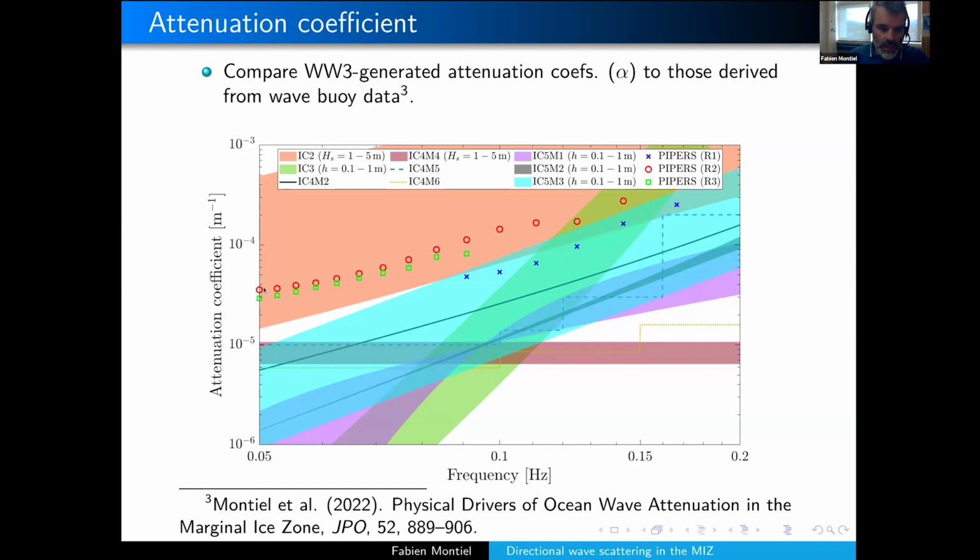And then overlaid here, you have these data points, and these are values of the attenuation coefficients as a function of frequencies, which were extracted directly from the data, to the Piper's data, and that comes from a paper we published a couple of years ago. And what's interesting to see here is that most of the models, most of the parameterizations for alpha seem to have alpha values lower than those that we measured.